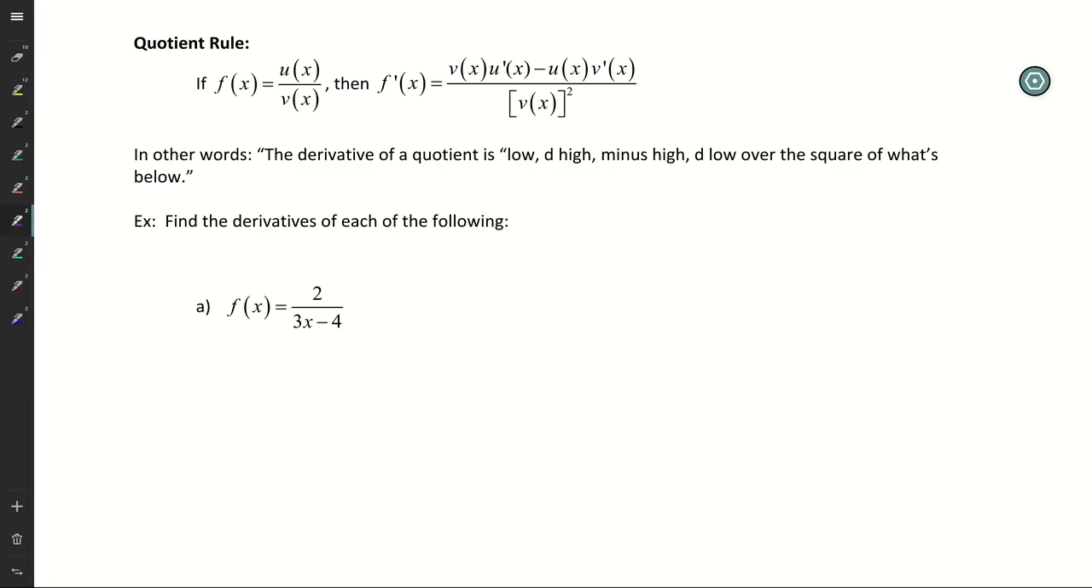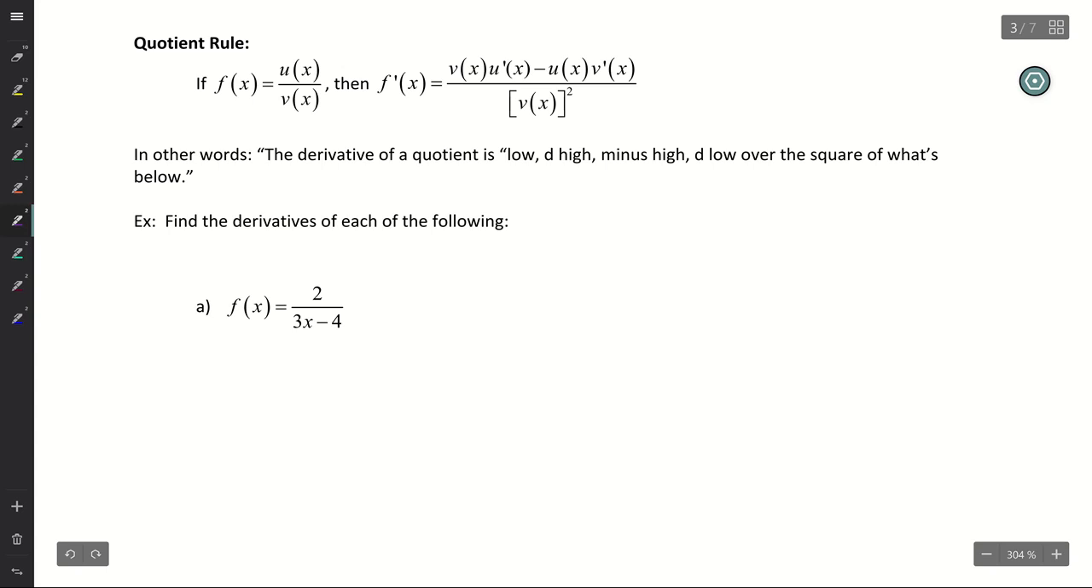All right, the next thing we're going to look at is the quotient rule. This is saying that if you have a function that either is written as a quotient or can be written as a quotient, and here we're going to have u of x in the numerator and then v of x in the denominator, then the derivative is found by using this formula.